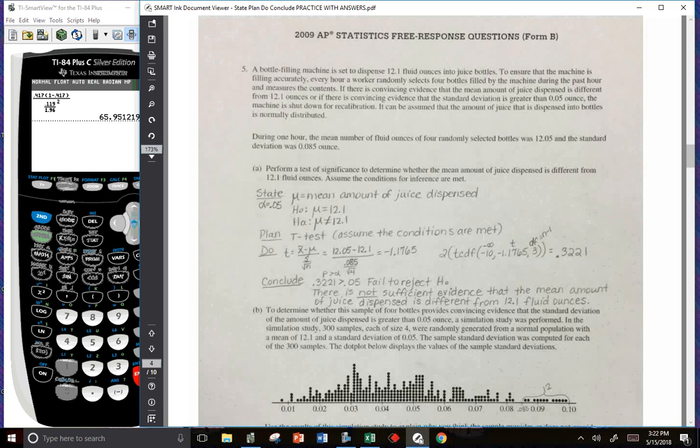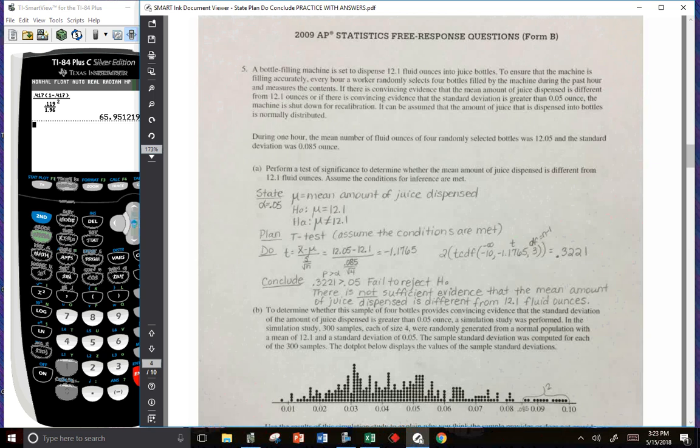Okay. So if there's convincing evidence that the mean amount of juice dispensed is different from 12.1 ounces, or if there's convincing evidence that the standard deviation is greater than 0.05 ounce, the machine is shut down for recalibration. Here's the best sentence of the whole part. Ready? It can be assumed that the amount of juice that is dispensed into bottles is normally distributed. So it's okay that our sample size is only 4 because we get to assume it's normally distributed.